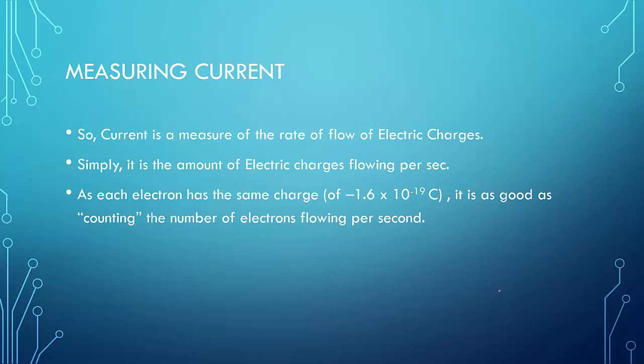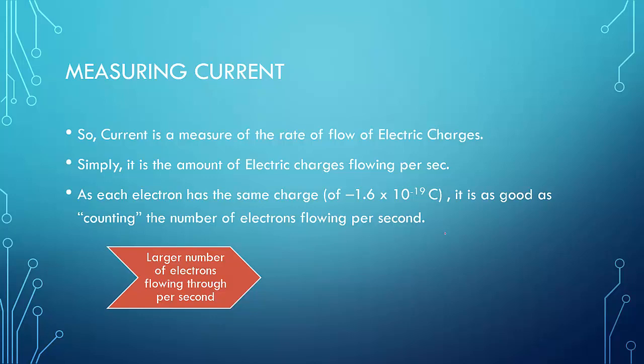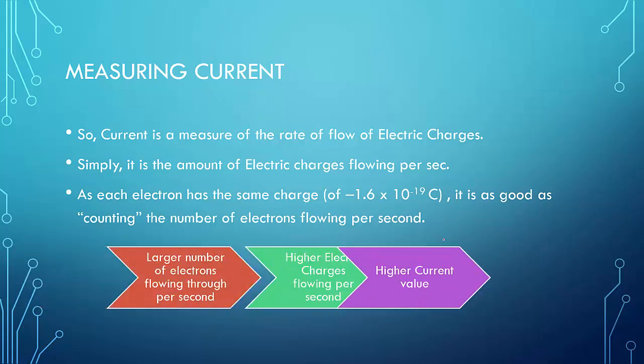So current is actually the measure of the flow of electric charges, and simply it is the amount of electrical charge flowing per second. As each electron has the same charge, it is as good as counting the number of electrons flowing per second. So the idea is that a larger number of electrons flowing through per second leads to higher charge flowing through per second, which means a higher current value.